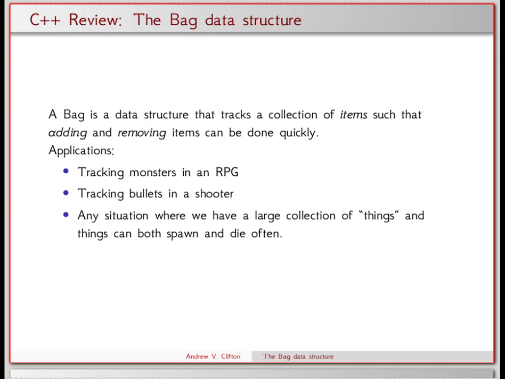All right, hello everybody. So this is our C++ review section here. And we're going to review that by looking at a few different things. The first thing we're going to review is a thing called a bag. A bag is a data structure, a way of storing objects or items or elements, that has a couple of particular twists to it.